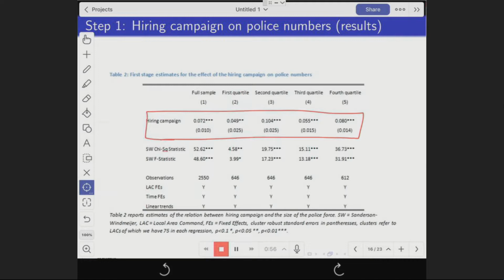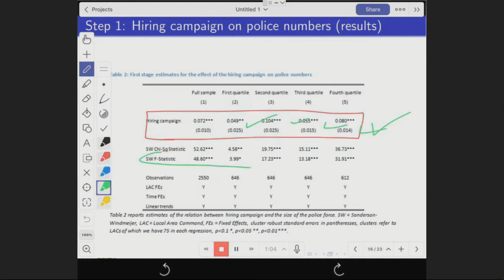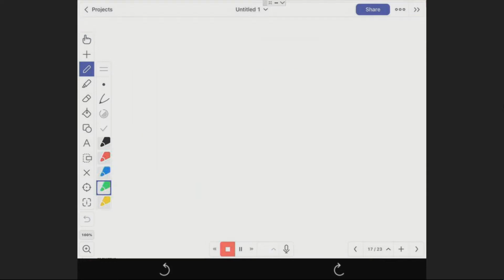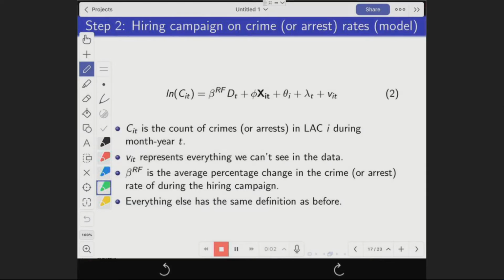So those of you that are familiar with instrumental variables, you'll see that monotonicity is clearly satisfied because when we split the sample up, we're all good. Also, the first stage F statistics are over here, and you can see that everything's fine, so that's relevance and monotonicity taken care of. If you don't know what those things are, don't worry about it. Okay, so far we know that the hiring campaign affected the size of the police force.